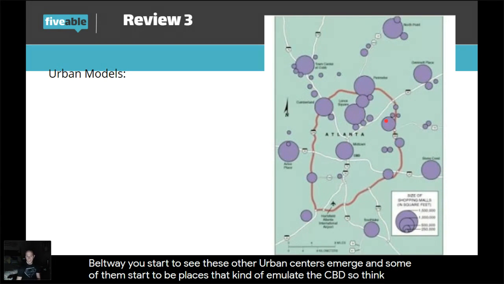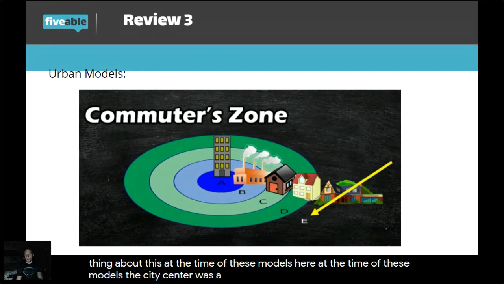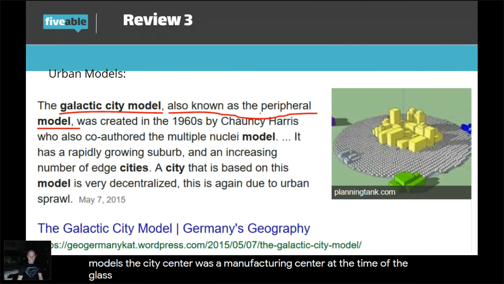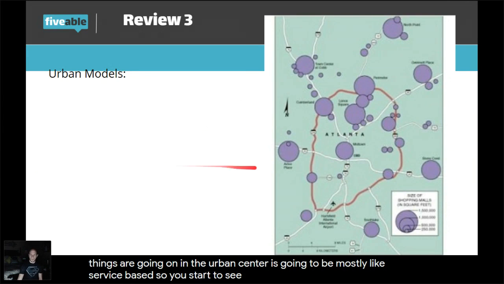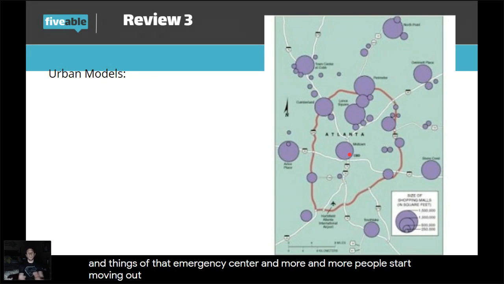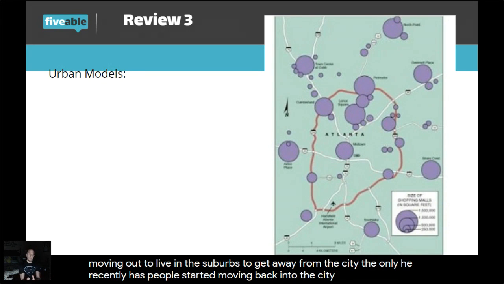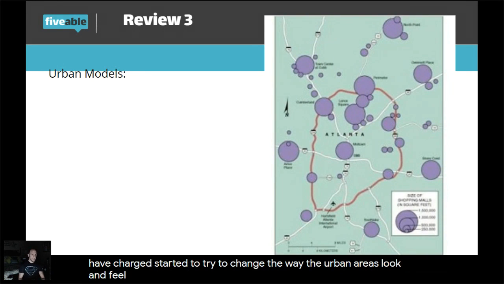So think about this. At the time of these models here, the city center was a manufacturing center. At the time of the galactic city model, you start to see a change so that most of the things going on in the urban center are going to be mostly service-based. So you start to see a bunch of office buildings and things like that emerge in the city center, and more people start moving out to live in the suburbs to get away from the city. Only recently have people started moving back into the city center as people have tried to change the way urban areas look and feel, which is kind of getting into new urbanism. I'm not sure if we're going to get to that today or not.